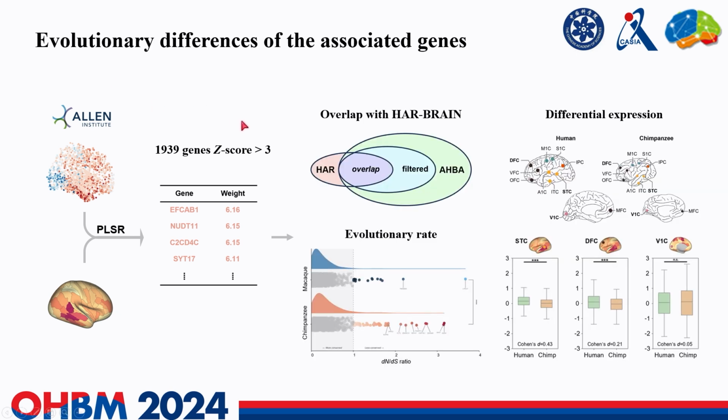These genes also overlapped significantly with the human accelerated genes, and more genes showed an evolutionary rate greater than 1 than that in monkeys. Finally, we show that genes are expressed differentially in regions, especially those with divergent connectivity patterns. Significant differences were found in the supratemporal cortex and dorsofrontal cortex, but not the V1.